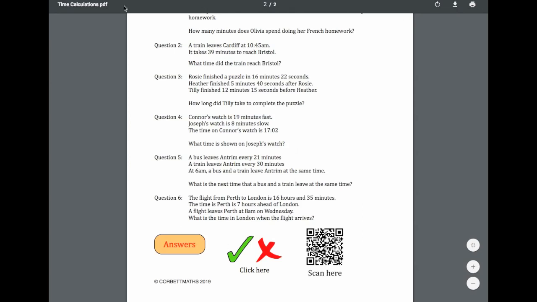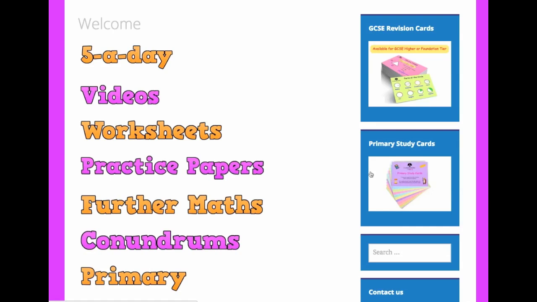Okay, so there's a lot of resources being added this month. I've done a lot of behind the scenes work to the Corbettmaths and the Corbettmathsprimary websites, so I'm really hoping in November we're going to get a lot more of the further Maths resources and some more textbook exercises done. I'm really looking forward to that.